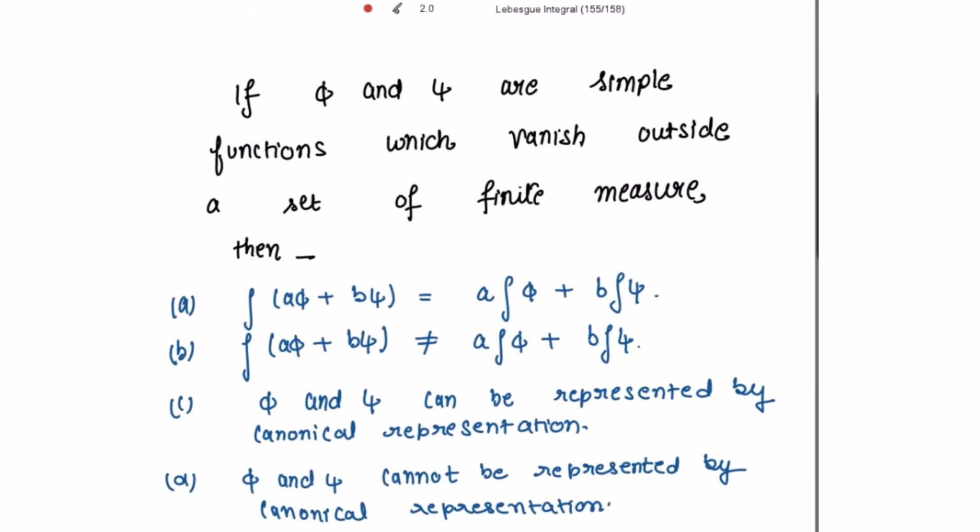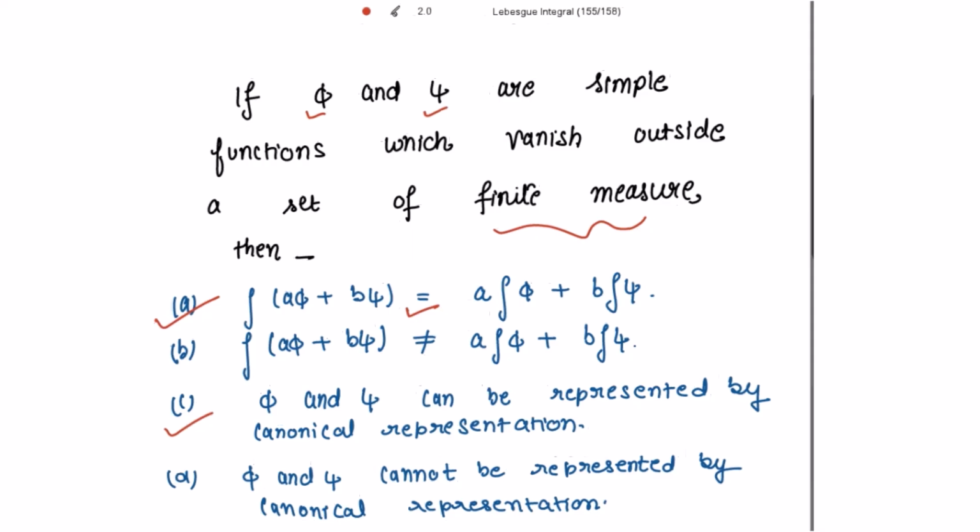If phi and xi are simple functions which vanish outside a set of finite measure, then which of these options are correct? Because phi and xi are simple functions, they can be represented by a canonical representation, right? And also the integral of a phi plus b xi is equal to a times the integral of phi plus b times the integral of xi. This is the property, right? Now how are we getting these options?